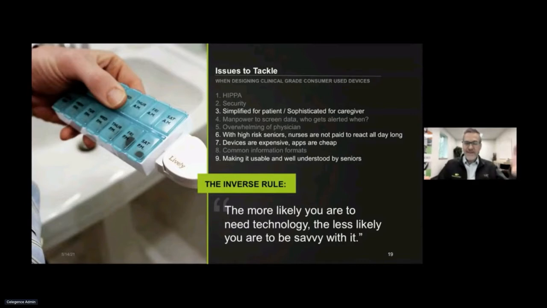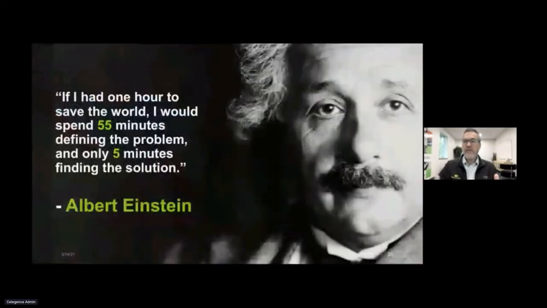The more likely you are to need technology, the less likely you are to be savvy with it, okay? Seniors with comorbidities who are at home trying to take care of their own health, they're not the ones writing the code for digital medical devices at home. They just need it to do what it does. So that lack of understanding about technology, human factors engineering, goes into understanding how we make something usable by those people.